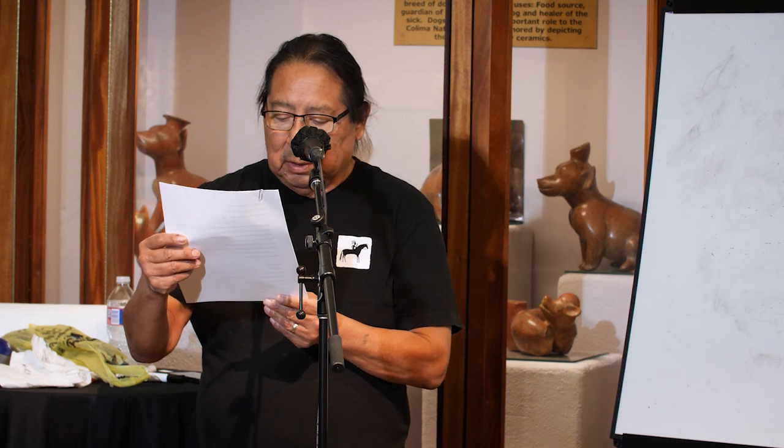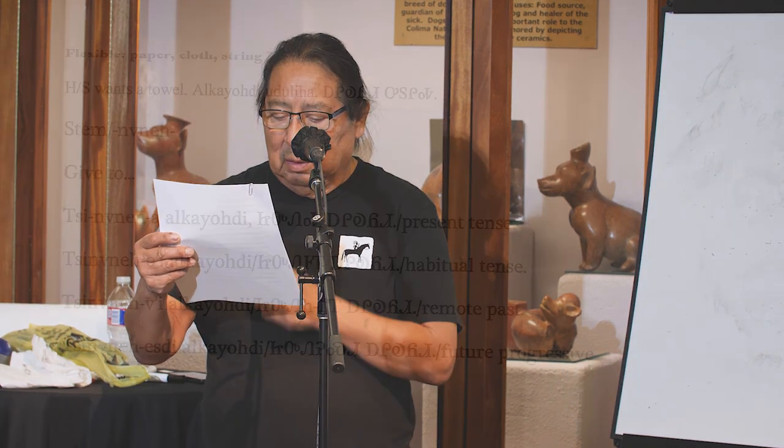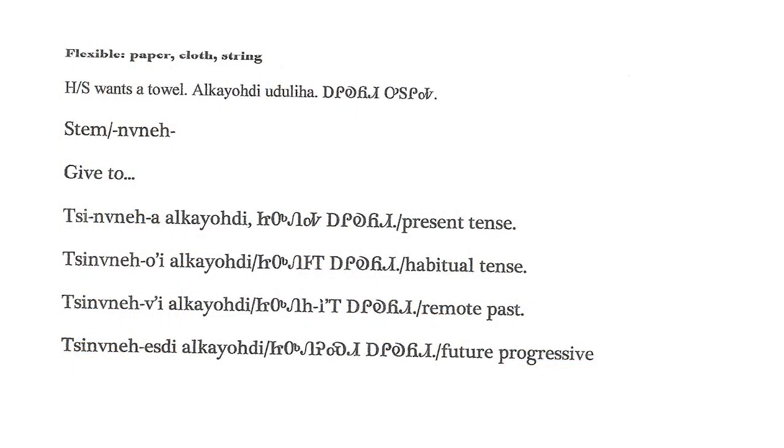Okay, we'll start off with the H and H slash S, that'd be he or she, okay? The H slash S, he or she. Okay, first one, the flexible, it can be like paper, or a cloth, like a shirt, or a string, like my shoestrings, anything like that, that's flexible.